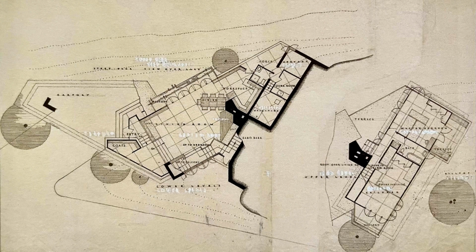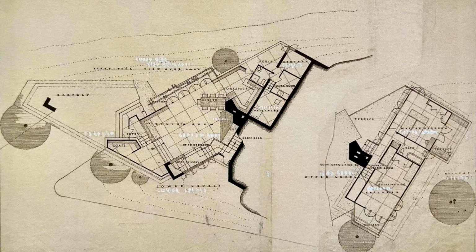Let's start by looking at the floor plan of the house, which reveals the intricate relationship between the architecture and the site's natural landscape. As we bring up the first image, you'll notice the house is designed across two main levels, each carefully adapted to the slope of the dune on which it sits.